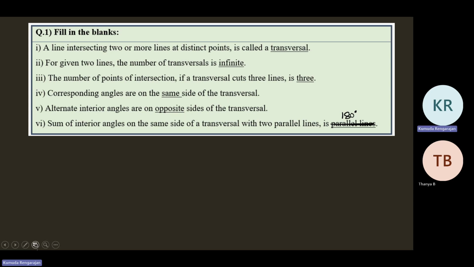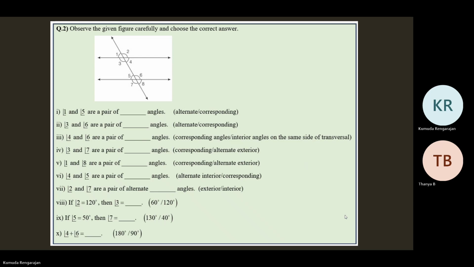You can't hear me? Ma'am, can you hear me? Yeah, the last one, you understood? Yes, ma'am. Yeah, fill in the blanks.